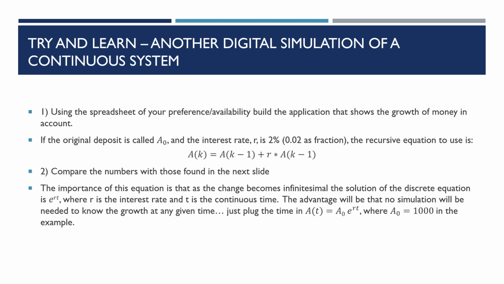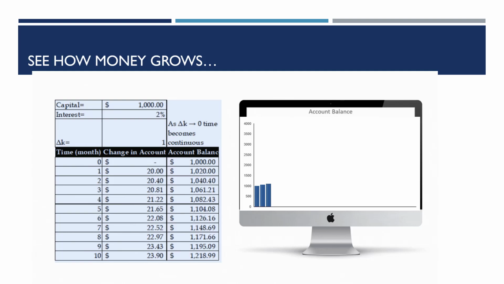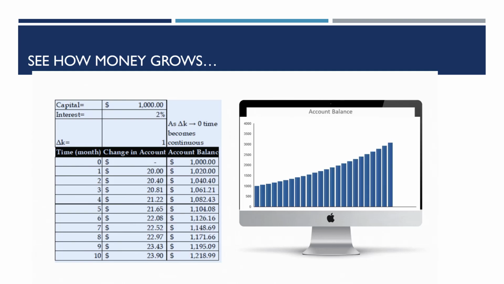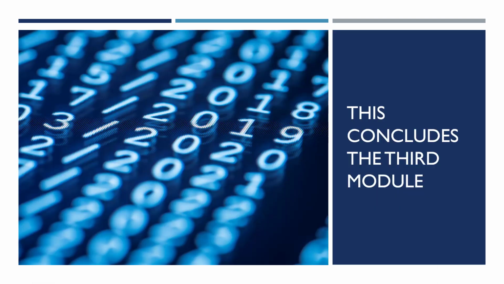Like in this case, it shows a mathematical expression, A of t equals A sub 0 times e to the power of rt. This is animated in this slide, and then you will be able to compare your simulation to what is being displayed here. And this concludes our third module.